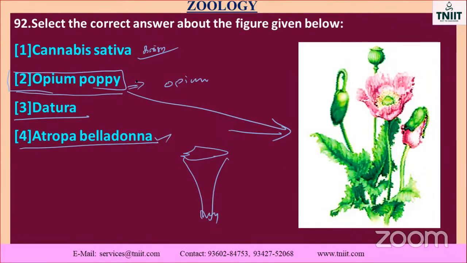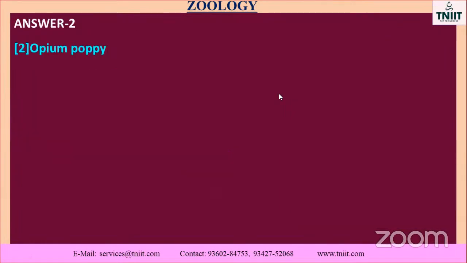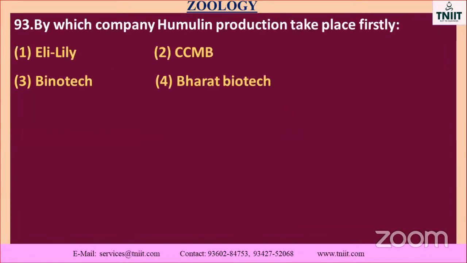plants. Isolated, there are so many alkaloids. Papaverine, opium. It is one of the drugs. All are drug plants only. But particularly the given figure is also related to the opium poppy drugs. Okay. For the next one, opium poppy.